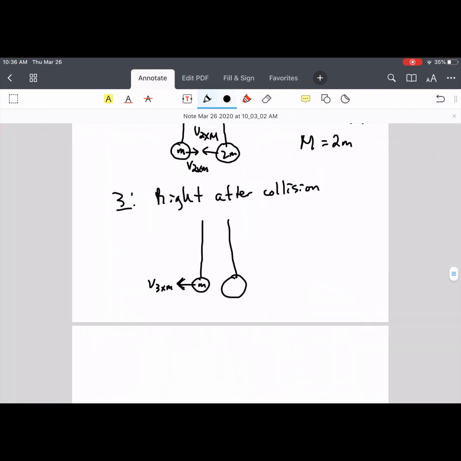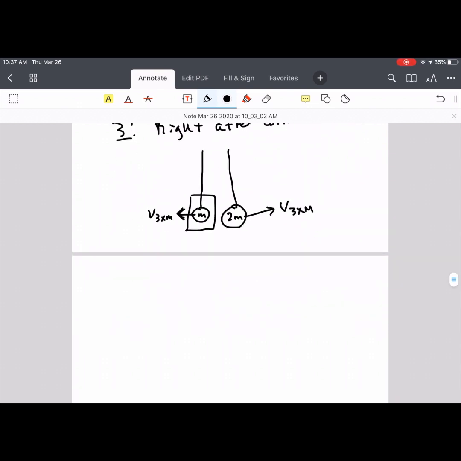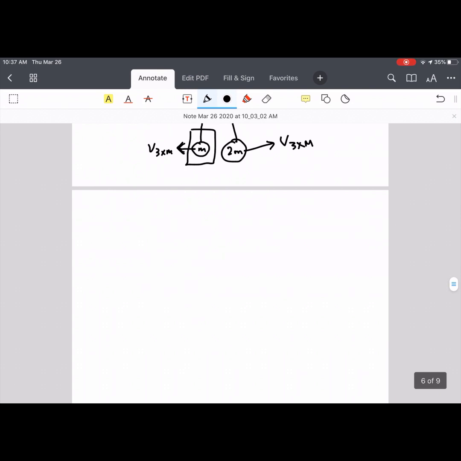And we don't really know what's going to happen with the 2m. Is it going to keep going to the left? Is it going to scatter off to the right? Let's guess that it's going to scatter off to the right, and we'll go ahead and solve this. And then finally, there's one other time that we're interested in this problem. This problem asks us what's the maximum height this mass little m gets to. How high does it go? So the answer is, whenever it reaches its maximum height, we'll call that time 4. The maximum height of the mass little m.